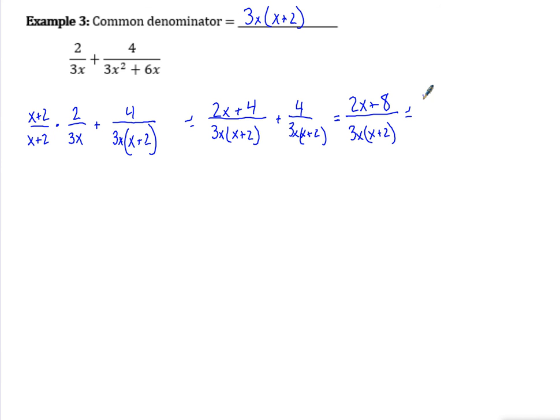So on the top, I can factor out a 2. So it would be 2 times x plus 4 over 3x times x plus 2. Okay, and in this case, that's simplified. But if we could simplify something here, we would need to. So that's why we would factor the top, to see if there's anything else that could be simplified.